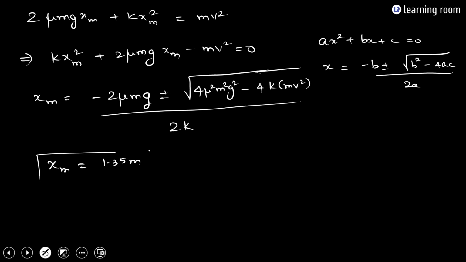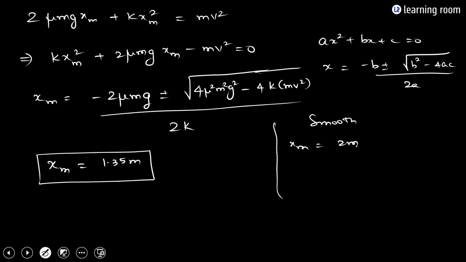1.35 meter. Now, here, an important point to be noted is when the surface was smooth, the value of xm came out to be 2 meter, whereas the same surface when it was rough, the value comes out to be 1.35 meter. So it is decreasing. And why is this happening?